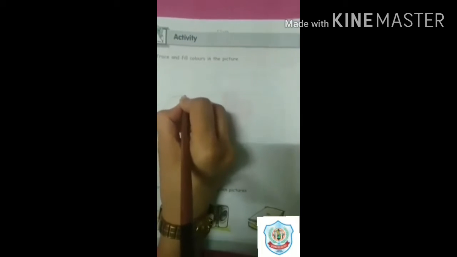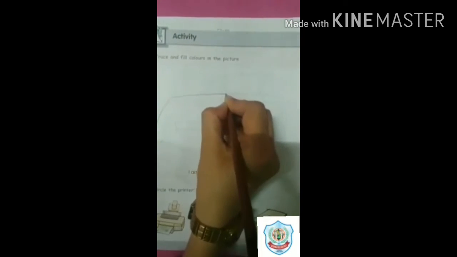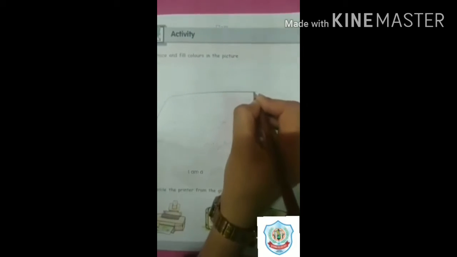Today we will trace and color it. Students, look carefully at the dotted lines. We have to follow the dots and trace the lines according to the dotted lines. We will trace it. Move the pencil on the dots very carefully.